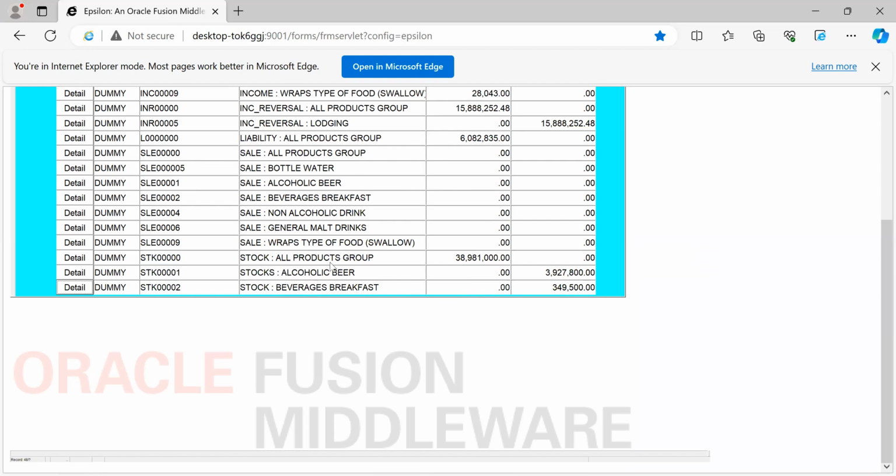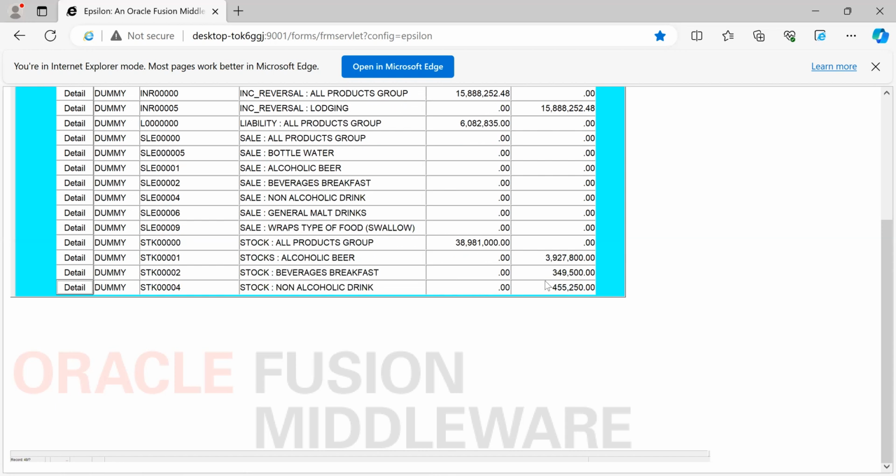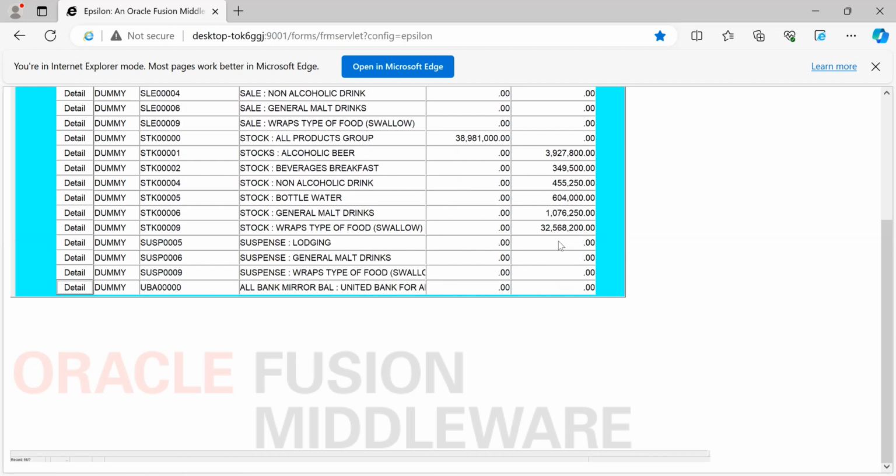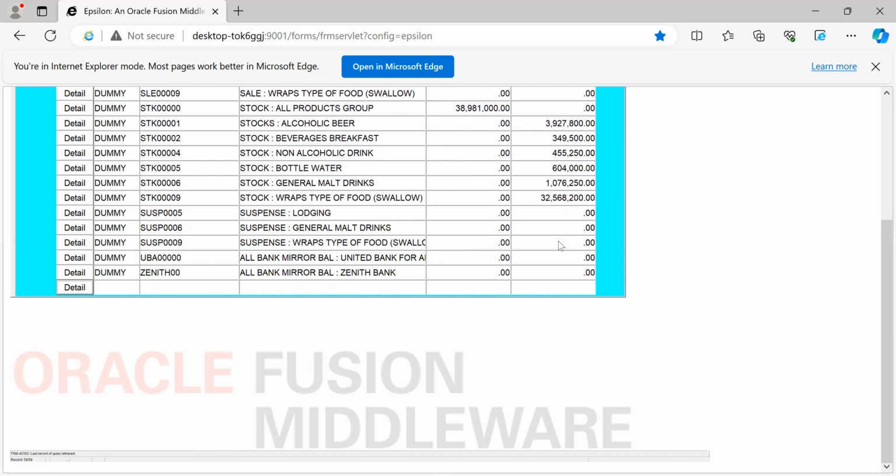Then we have another one, stock. Total volume of stock in terms of value. Every stock we have in the system, total amount is what you are seeing here for all. And then to break it down into what constitutes this, you see alcoholic beer, what we have in our stock, the value is 3.9 million. Beverages, breakfast, what we have in our stock is around 14,500. Non-alcoholic drink, we still have up to this in stock. So all this represents stock value. And after that, we also have something called suspense. I will explain that later. So far, this is vital information.